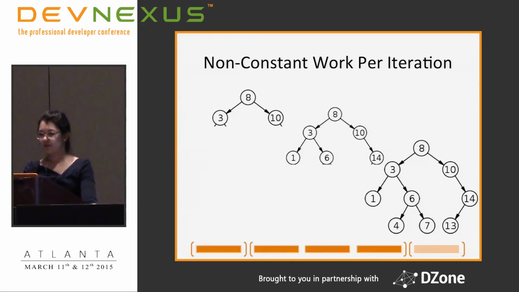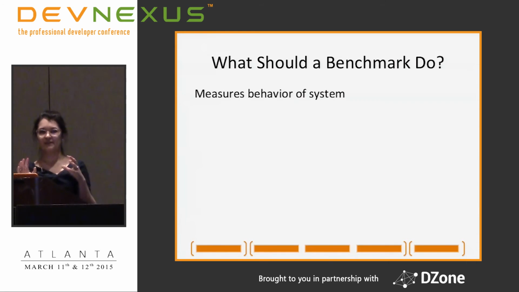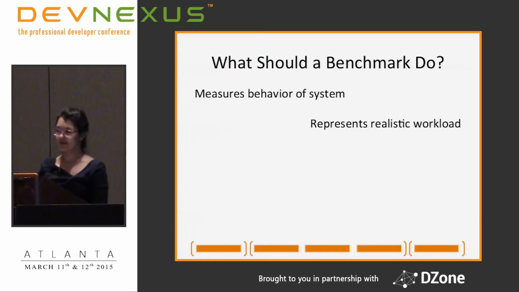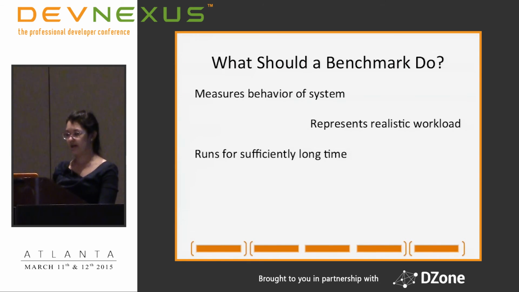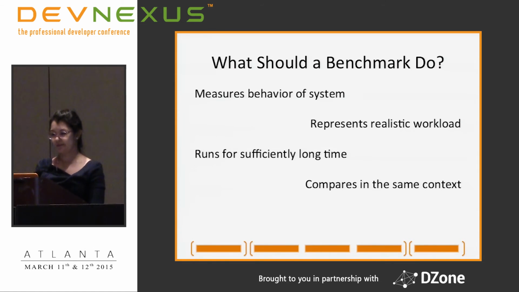Okay, so what should a benchmark do? We talked about many different things that it shouldn't do, that we shouldn't do when we set it up. Well, a benchmark should measure a behavior of the system that you're interested in. It should represent a realistic workload. It should run for a sufficiently long time. And it should compare things in the same context and produce predictable and reproducible results.